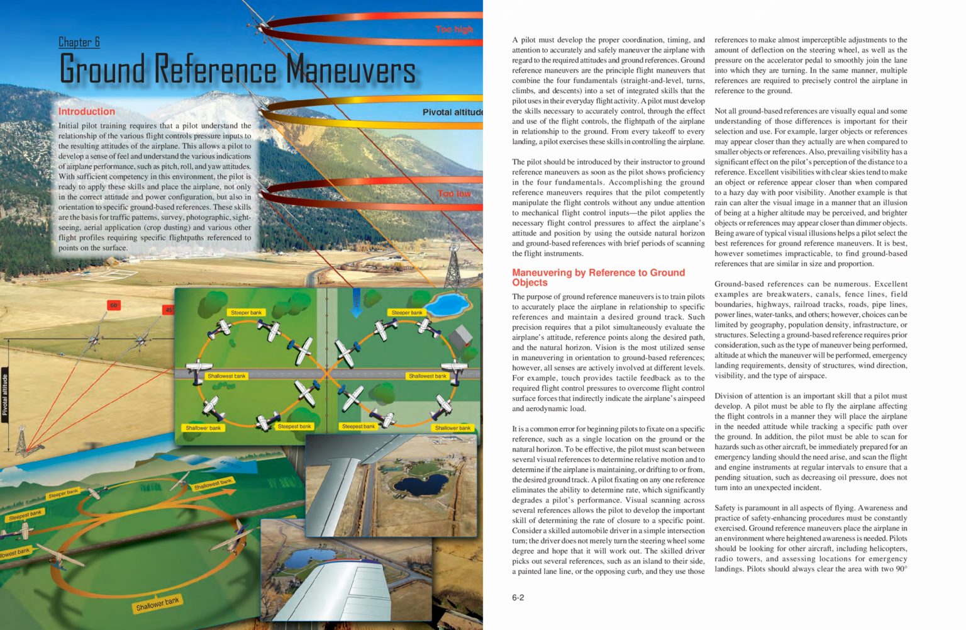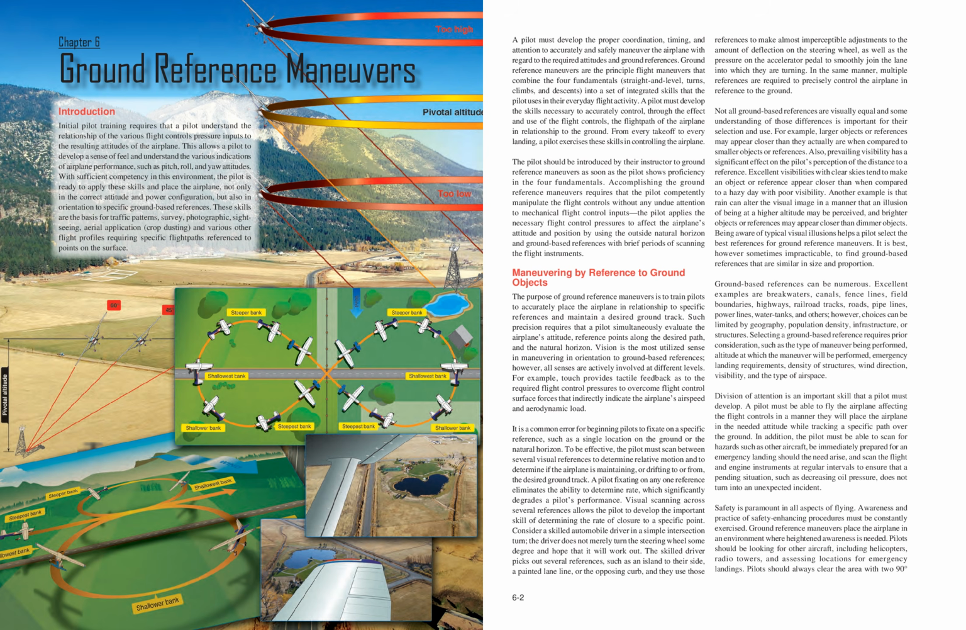The pilot applies the necessary flight control pressures to affect the airplane's attitude and position by using the outside natural horizon and ground-based references with brief periods of scanning the flight instruments. Maneuvering by reference to ground objects. The purpose of ground reference maneuvers is to train pilots to accurately place the airplane in relationship to specific references and maintain a desired ground track.